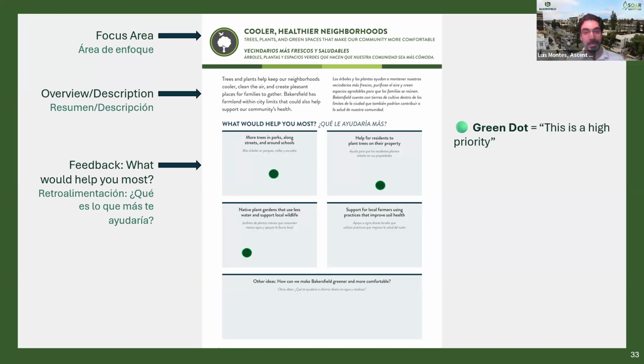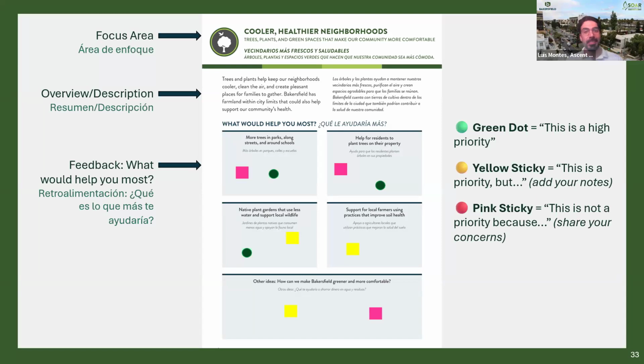And again, just a reminder, a green dot indicates that this is a high priority. A yellow sticky with your comments indicates that this is a priority, but I have some concerns, or I recommend that we make this change, or that you consider this. And then a pink sticky is, this is not a priority because.